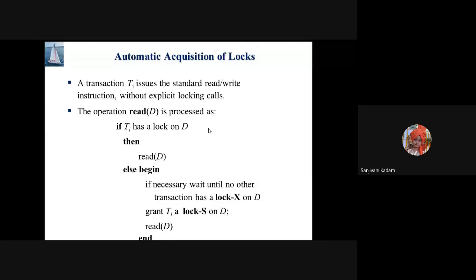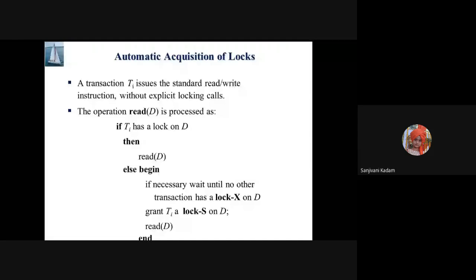So first, consider that a transaction Ti issues a read-write instruction without explicit locking calls. It means here we have not had any lock request to the concurrency control manager, which is responsible for granting the locks. We had not sent any lock request yet. Explicit means that we are intentionally writing some statements for locking or unlocking a data item.